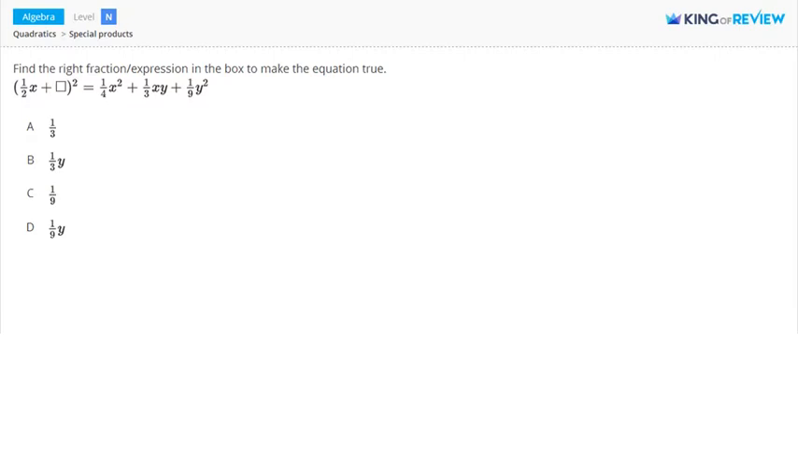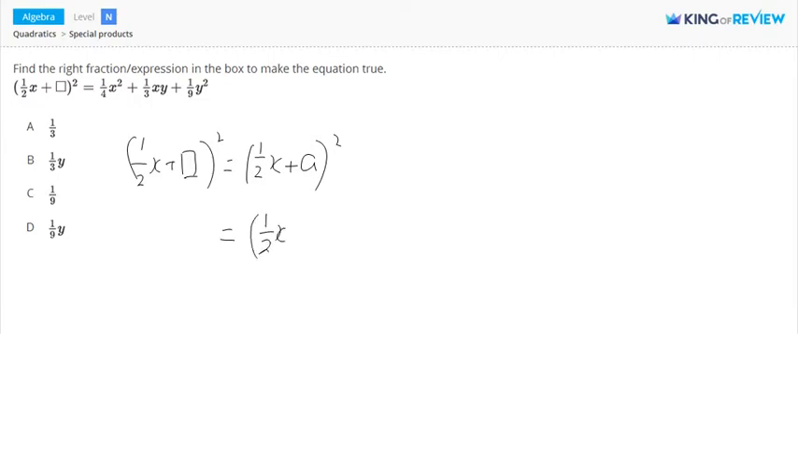Find the right fraction expression in the box to make the equation true. Okay, so we have this 1/2 of an x plus a box. We're going to square that. So let's say that we have an a inside that box, right? 1/2 of an x plus a, squared. So we're going to do the expansion.